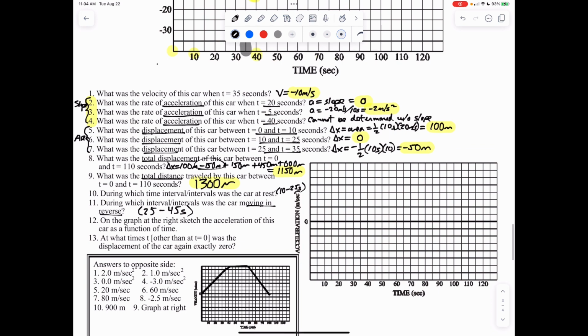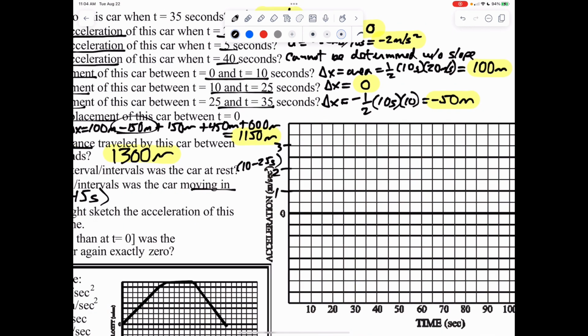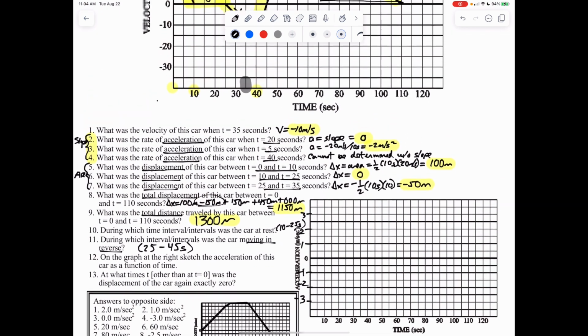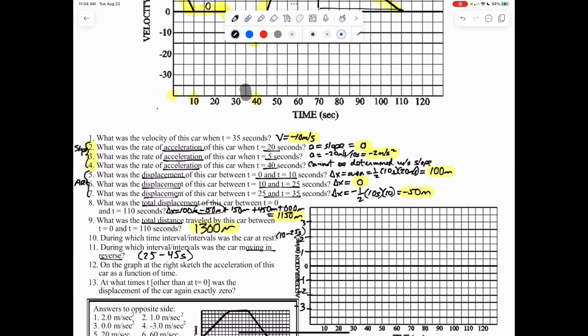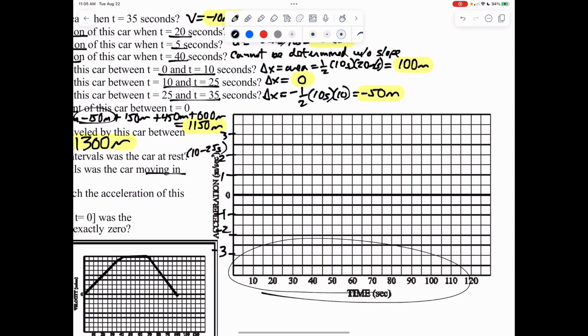So the largest seems to be 3, the smallest seems to be negative 2 on the other side. So that's how I'm going to create my scale. We can go 1, 2, 3 going up, and we can go negative 1, negative 2, negative 3 going down. Use the exact same time scale that we have here. Every 2 boxes will be 10. And actually the time scale is already created here, which is nice.